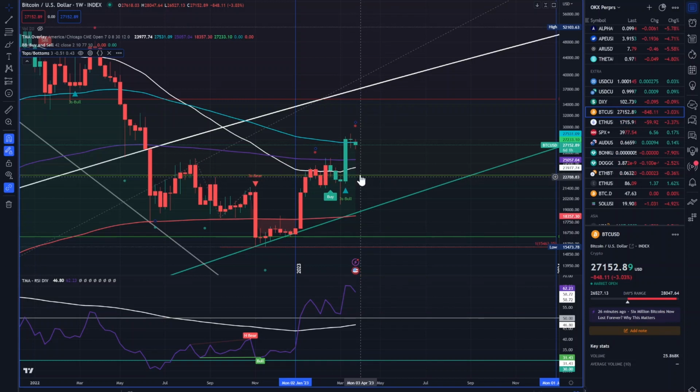So nothing to worry about for the time being, but yes, we could get some sort of aggressive move to the downside. But if we see it get quickly bought up, then that's a really good sign.